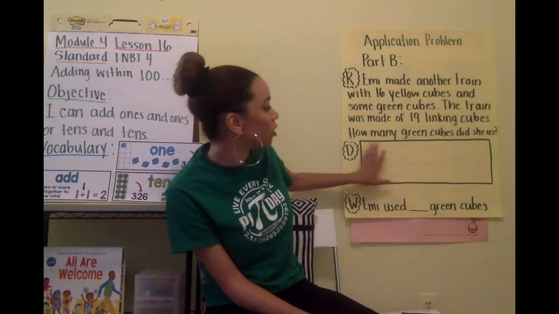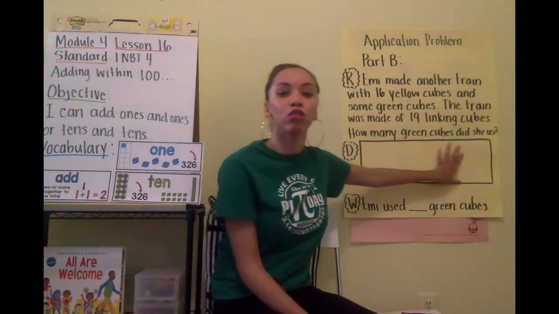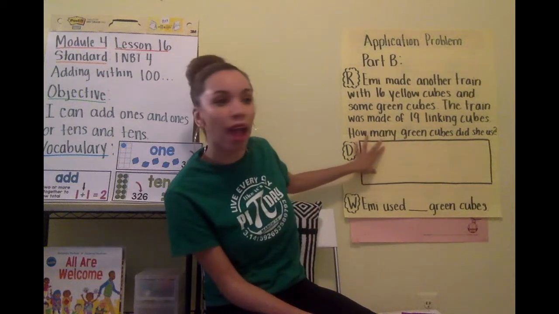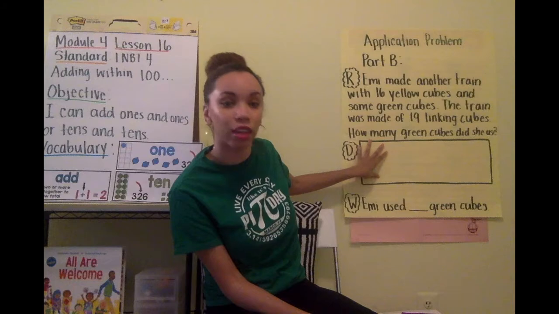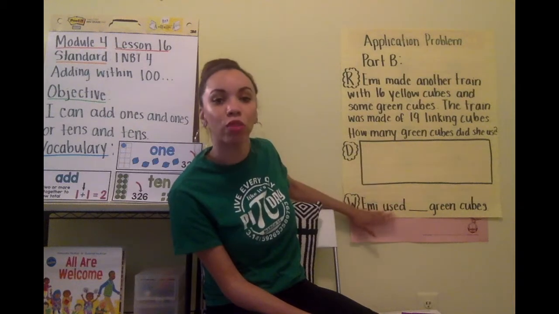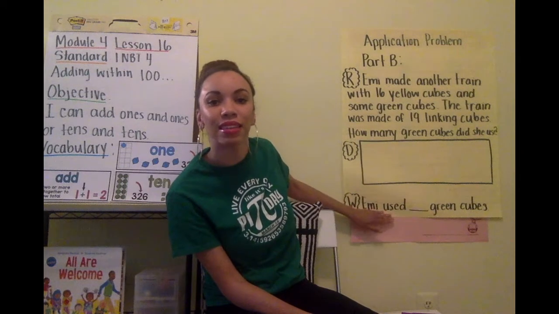So on your paper, leave a section for you to draw it out. Use your preferred strategy so you can add your 10s, add your 1s to get your total. And then down here, make sure you write a nice, complete sentence.